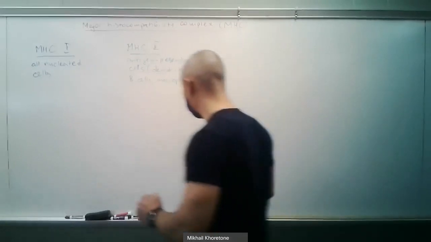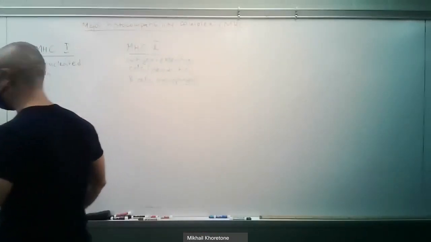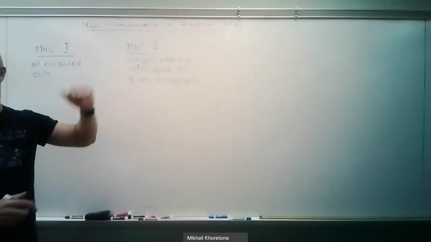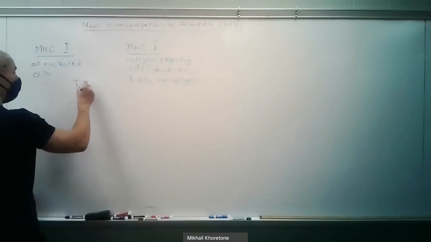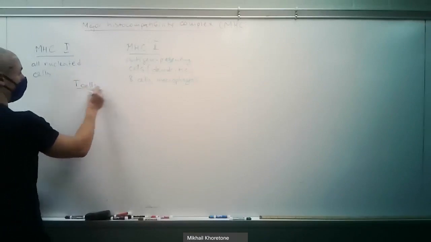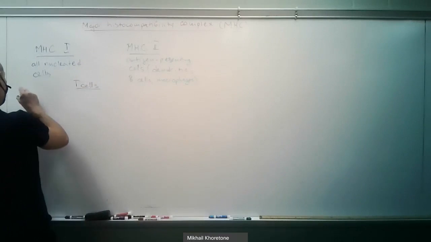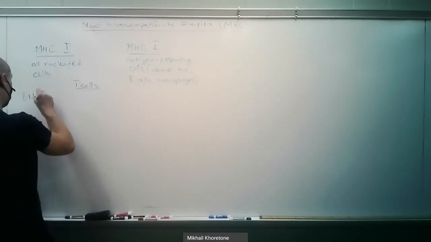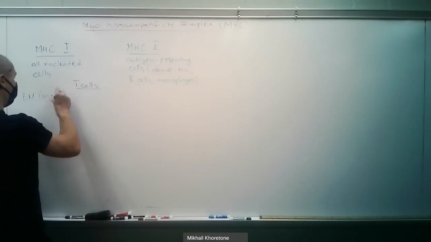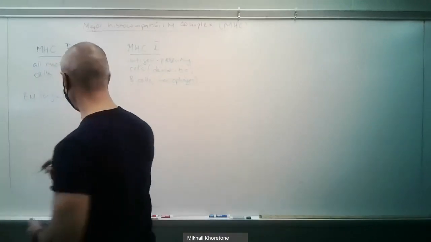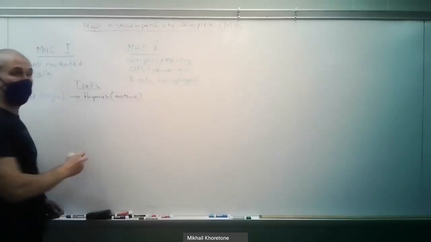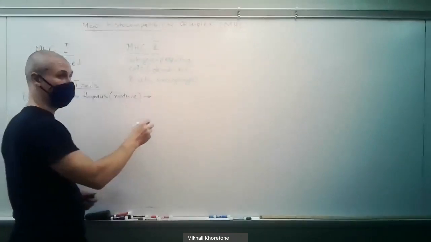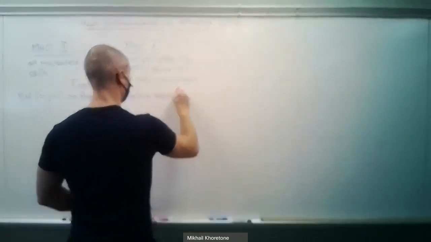Now, let's move on to T cells. So what happens in T cell responses? That's important for cellular immunity. So T cells originate in the bone marrow. Then they move into the thymus, where they mature, and then they move to secondary lymphoid organs.